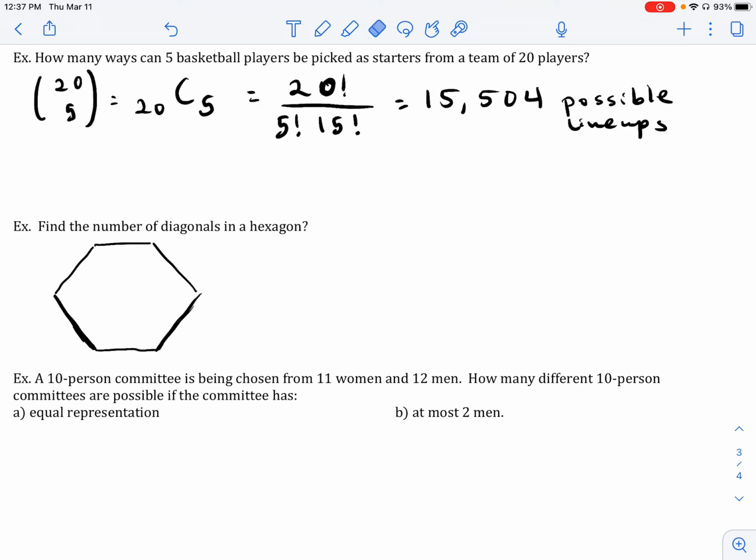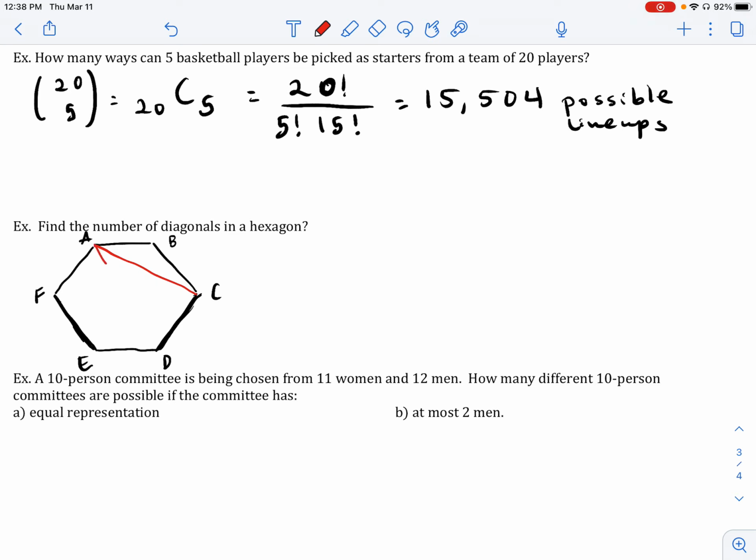I'm going to just erase that. All right. So let's say we have something like this. A hexagon here. So for this problem, we're going to label our different vertices so we know what we're setting up. Okay.